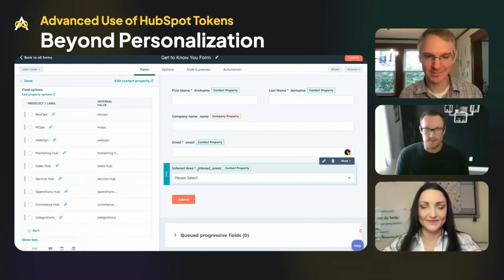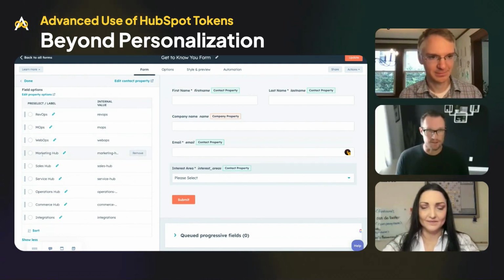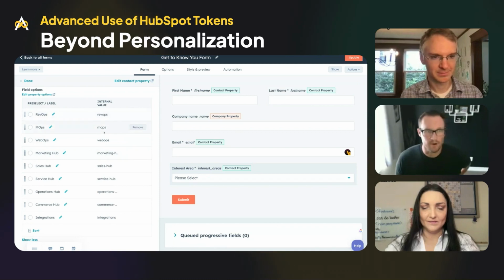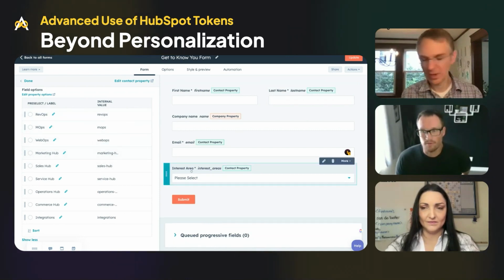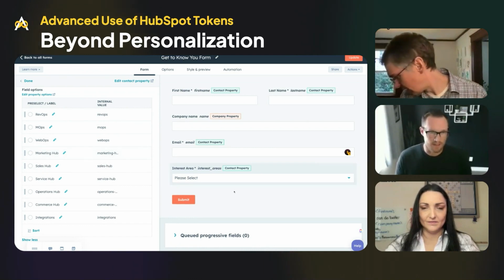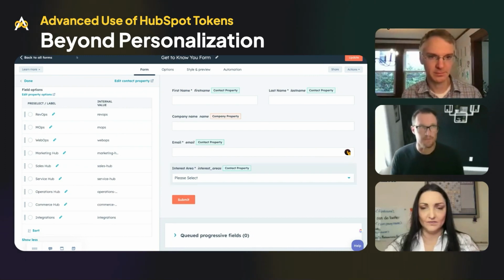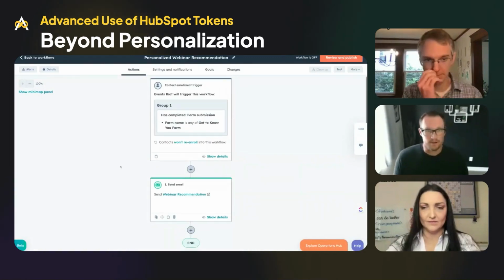So we've got this interest area property here in the form, right? This is an enumeration property, drop-down property, and we've got all these values in here for what type of, say, service or interest that they're into. You can see that the internal value here is an all lowercase value, and these are going to actually operate as URL slugs in a dynamic link that we're going to be sending later. So we don't really need to use a workflow to set anything like that. As soon as that contact fills this form out and selects this interest area, then what we're going to do is build a workflow that's going to automate an email to that particular contact, right?